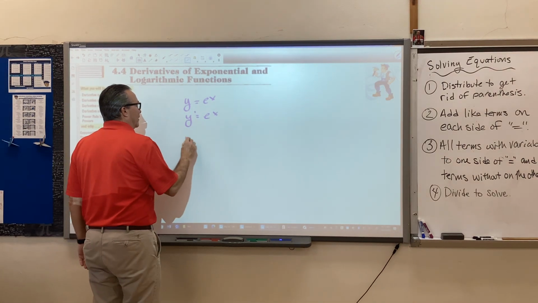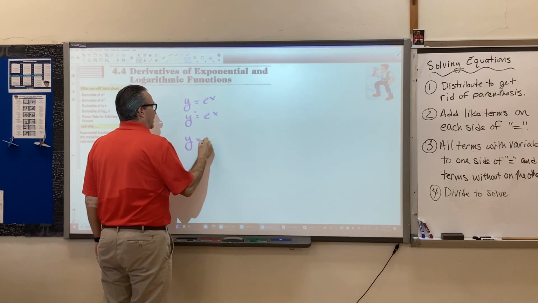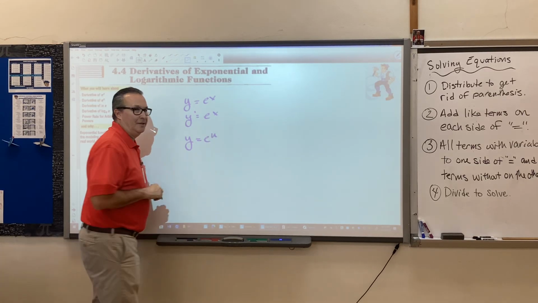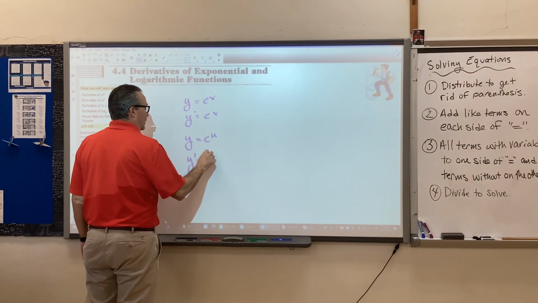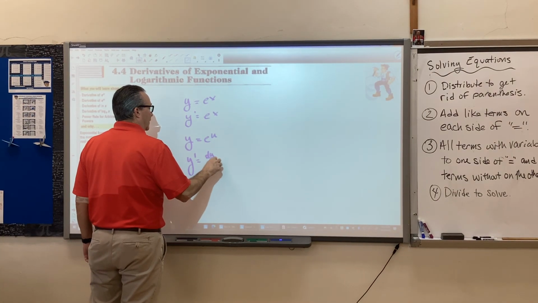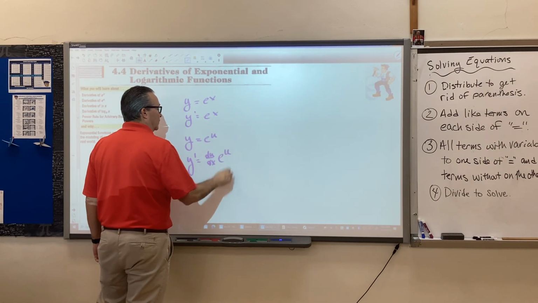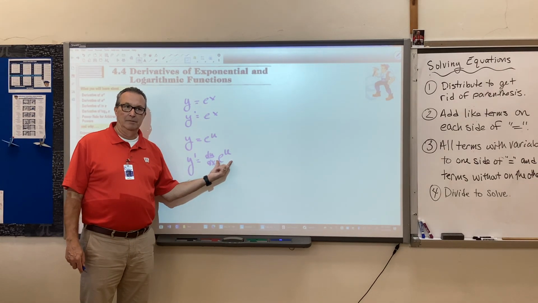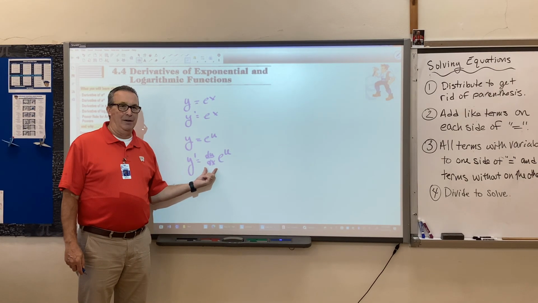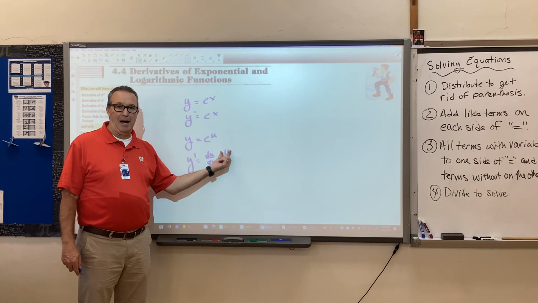If you take the derivative of e to the u, of course you use the chain rule. It's du dx times e to the u. So the derivative of an exponential is an exponential, and you have to multiply by the derivative of the power.